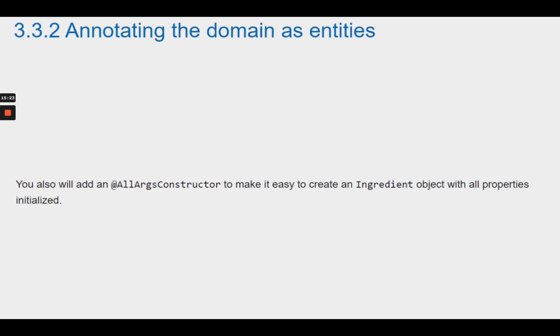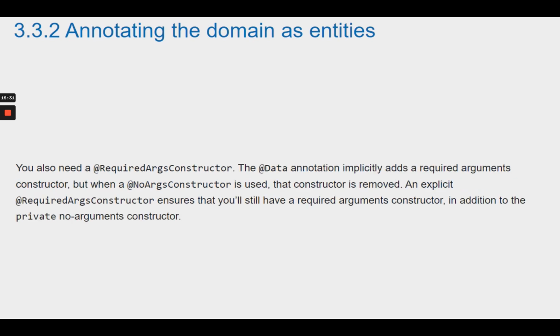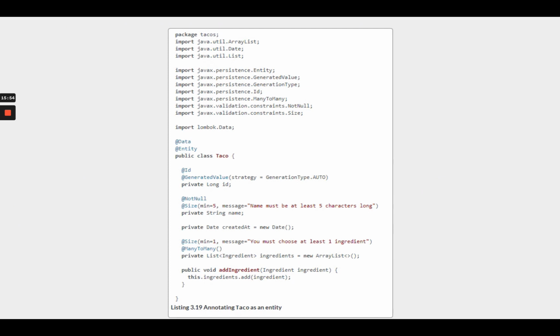You also will add an @AllArgsConstructor to make it easy to create an Ingredient object with all properties initialized. You also need a @RequiredArgsConstructor. The @Data annotation implicitly adds a required arguments constructor, but when a @NoArgsConstructor is used, that constructor is removed. An explicit @RequiredArgsConstructor ensures that you'll still have a required arguments constructor in addition to the private no-arguments constructor. Now let's move on to the Taco class and see how to annotate it as a JPA entity.